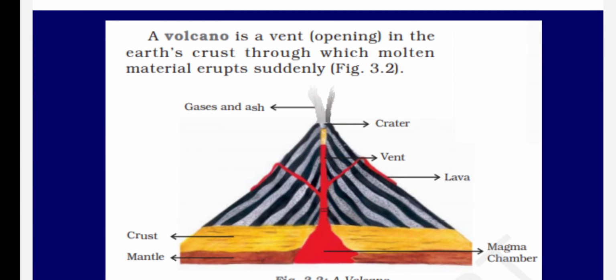Now see. The first endogenic force is called what, children? A volcano. So what is a volcano? A volcano is a vent or opening. What is the meaning of vent, children? It's an opening in the earth's crust through which molten materials or molten magma erupts suddenly. You can see the volcano on the surface of the earth only, children. A vent is an opening part. Through that vent, the molten magma comes out or erupts suddenly.